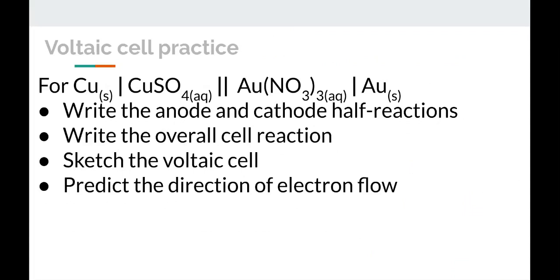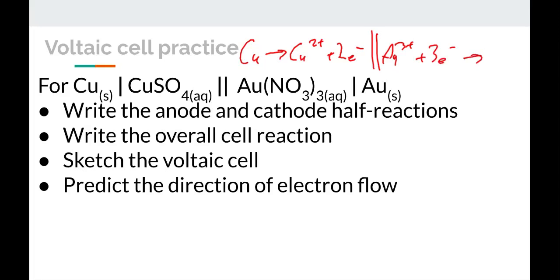Here's another one. Here we have the line notation. From this, we're supposed to write the anode and cathode half reactions. So remember, it's anode, bridge, cathode. So the oxidation is copper to copper 2+, and that's giving up 2 electrons. Why do I know it's 2+? Because this is copper 2 sulfate. And the cathode, well, the gold is what's reducing. It's gold 3+ here. That would require 3 electrons, and it's making gold.